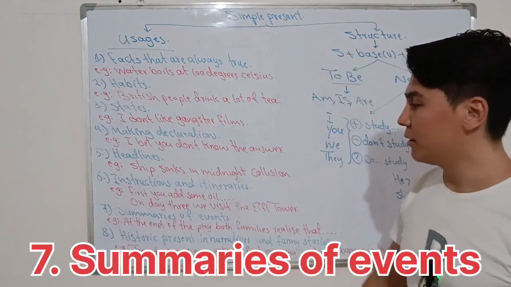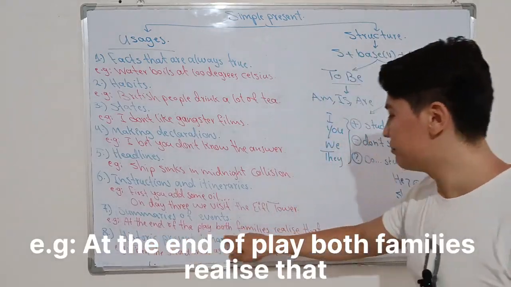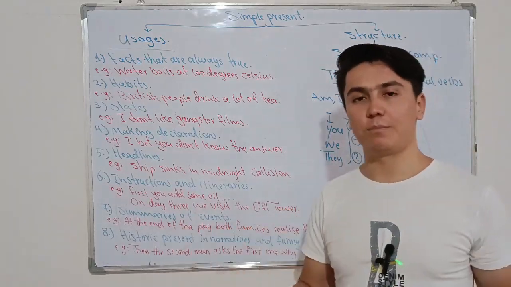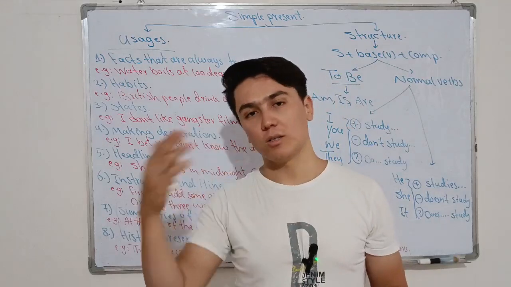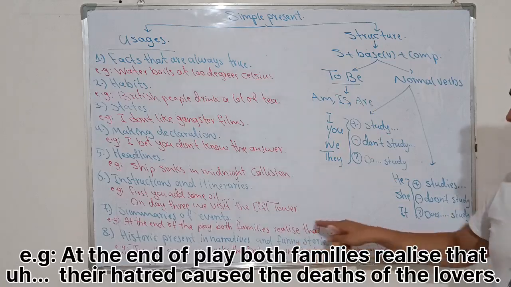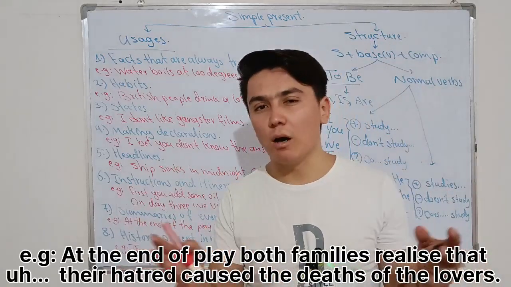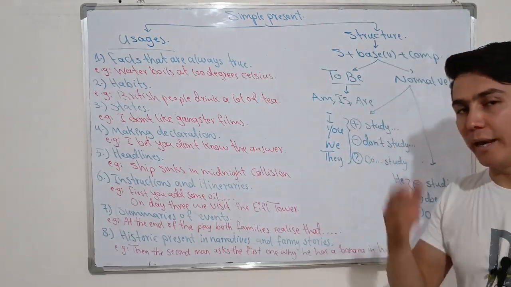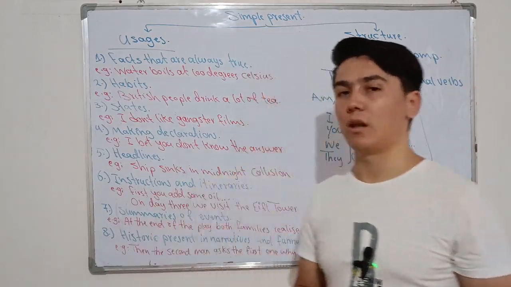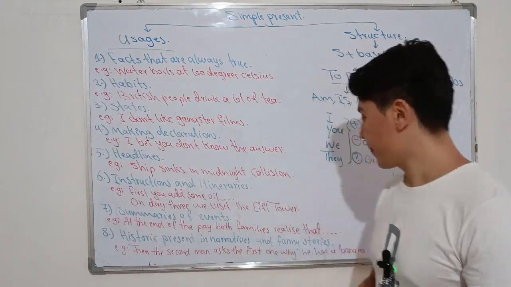The seventh usage that we have is summaries of events. For example, at the end of the play, both families realize that their hatred caused the death of the lovers. We can complete the sentence like this: people went to a play, and when they came back home, they wanted to retell the story to the family. The families hated each other, and their hatred caused the death of the lovers, who loved each other, to kill each other, or to hang themselves.